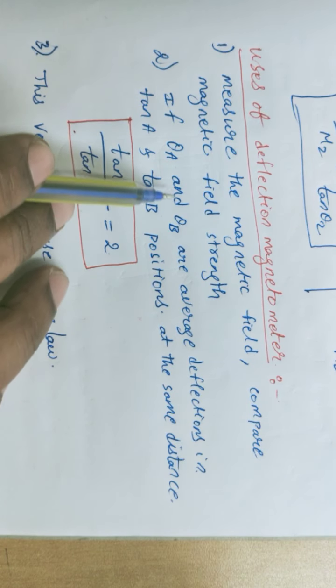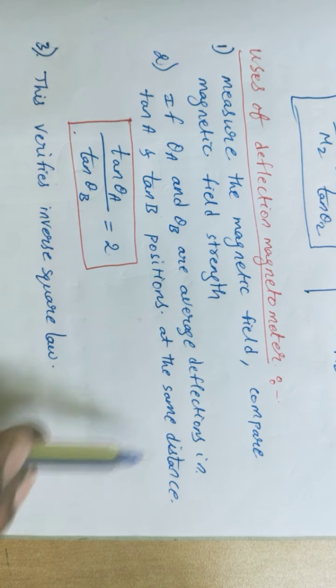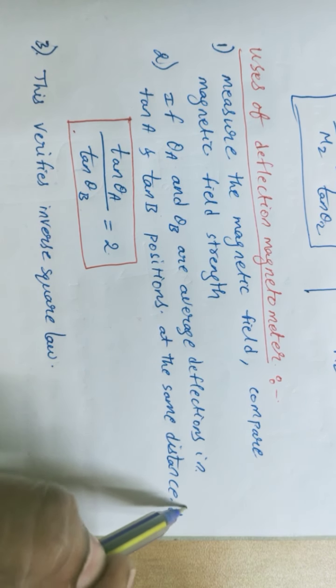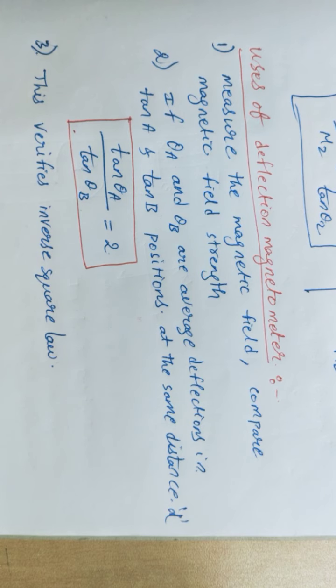If theta A and theta B are the average deflections in the tan A and tan B positions at the same distance D, then we get one relation: tan theta A divided by tan theta B is equal to 2. This also verifies the inverse square law. These are the concepts we have completed now.